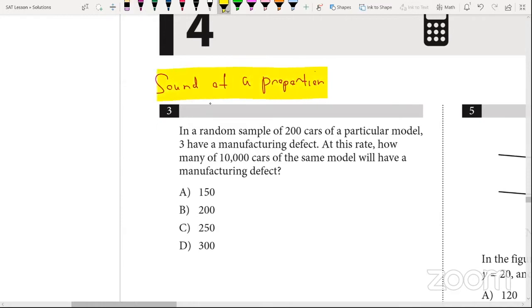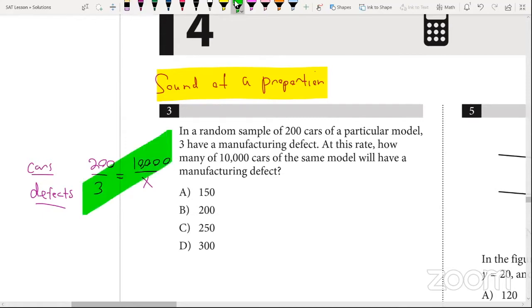So if we just think of the idea of number of cars and defects, the question is saying if we have 200 cars, we have 3 defects. Therefore, 10,000 cars will have how many defects? So arguably it's in the order of the proportion we need to set up. Arguably it's not. But in any case, you can go ahead and label it like we did here to have more clarity on how to set it up if you are at all confused by that.